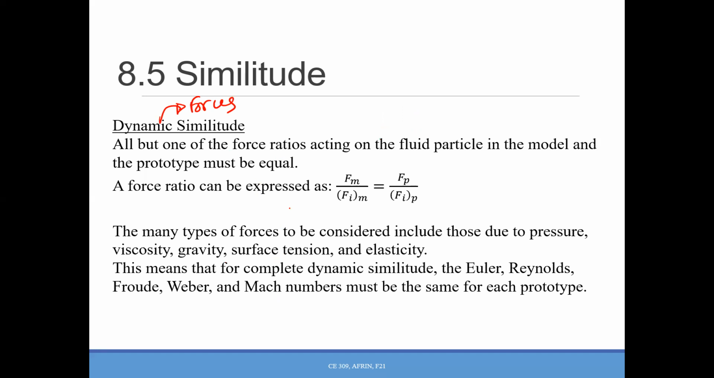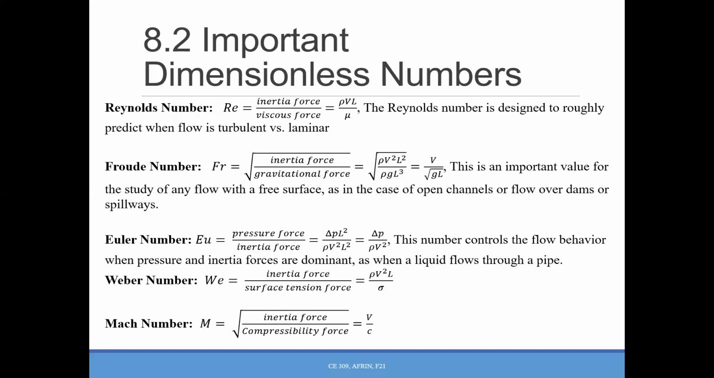Okay. And the force ratio can be expressed as any type of force over the inertia force here. And that any type of force can be due to pressure, due to viscosity, due to gravity, surface tension, or elasticity. And if I remind you about one slide we discussed in dimensional analysis, these are just dimensionless numbers related to the force. You can see for Reynolds number, it's inertia over viscous force. For Froude number, inertia over gravitational. Euler's number, pressure force over inertia. And you can see for any type of number, we have the inertia force here.